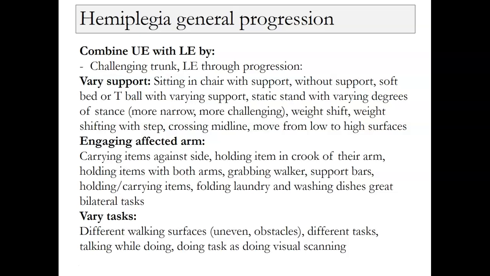Getting the person up, maybe closed chain with their affected arm, maybe they're weight bearing onto their dresser or something with one hand, and then the other hand is doing something as they're standing and shifting back and forth. So it's the upper and lower body all working at the same time versus just sitting in a chair and doing something, or sitting on the edge of the bed and doing something. Very supported, even if it's a chair, very supported in the chair. Go to softer support, a T-ball, so it's more dynamic underneath them. And then standing up statically, and then weight shifting.